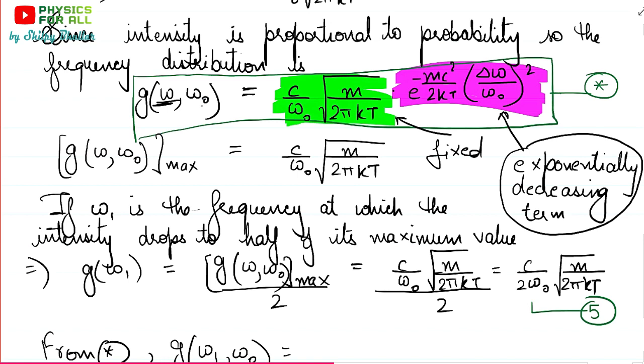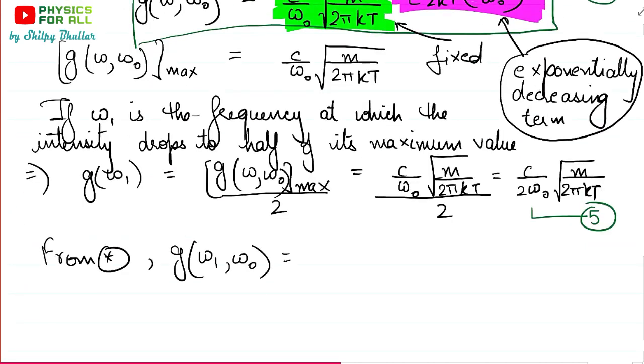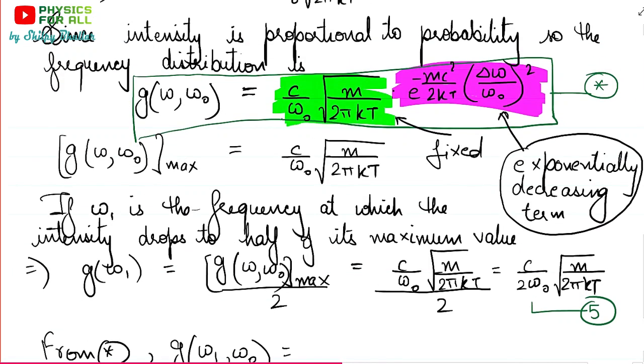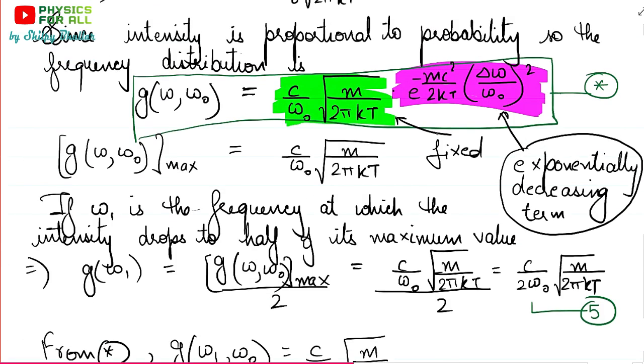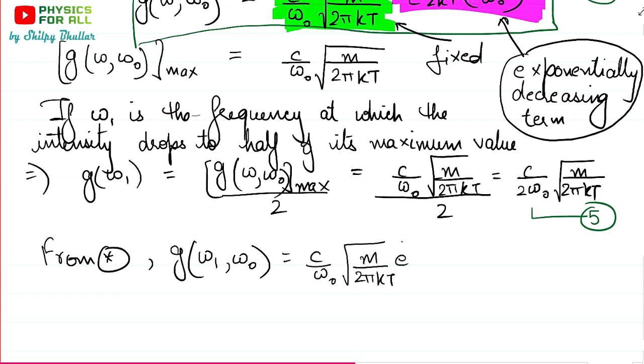Because omega naught is fixed. So if we have to find the value at omega 1, we will substitute omega 1 here. Then we can substitute omega 2 and so on. Thus we can write the whole expression simply by replacing omega by omega 1. So let's write it down again. We are not changing anything else. So c by omega naught is as it is. And then root m upon 2 pi kt as it is. Then you see the exponential term as it is, minus mc square upon 2kt.